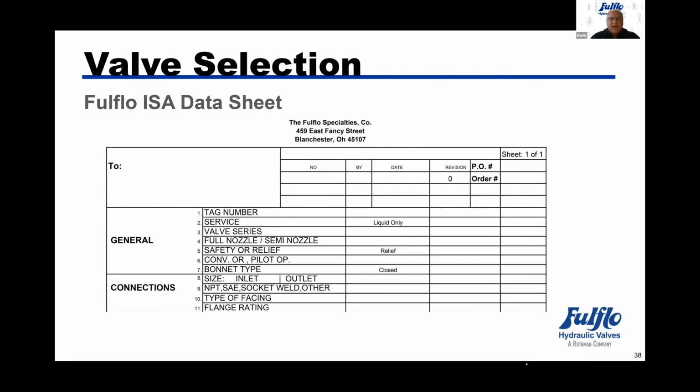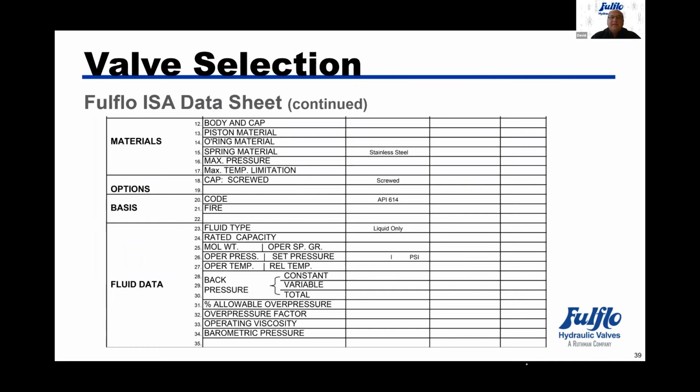You have the tag number if the customer has a specific tag. The valves are strictly for liquid service only. It would have the model number, the size, the connections, the body and the cap materials, piston material. So as you gather this information, you're able to utilize that to determine what the model number would be.